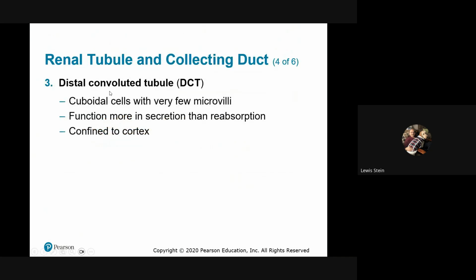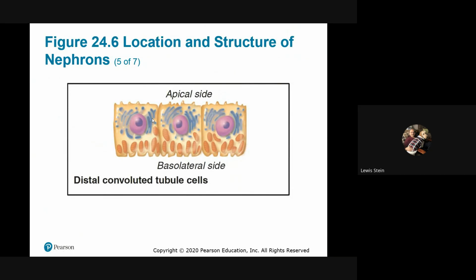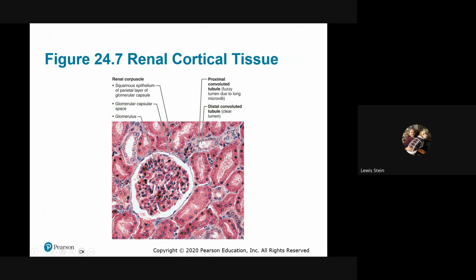And then the distal convoluted tubule, less microvilli, more about spitting stuff out than reabsorbing it. We're going to get into all those things. It's a classic look, you'd never mistake it; there's nowhere else in the body where it looks like this histologically. You take a cell sample. This is that space. Remember, it's a capsule. So here's the glomerulus. The capsule is surrounding.